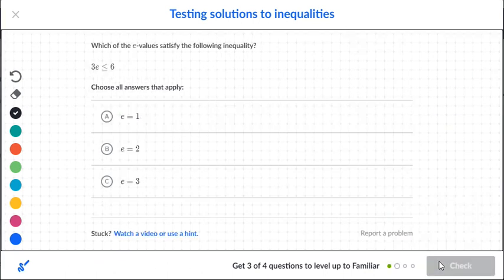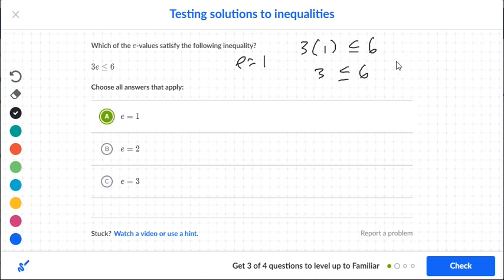Okay, we'll go to the next question. It says, which of the E values satisfies the following inequality? The first one, E is equal to 1. So we're going to say 3 times 1, and compare that to 6. Wherever the mouth opens up to is the better side. So 6 is better than 3. That is true.